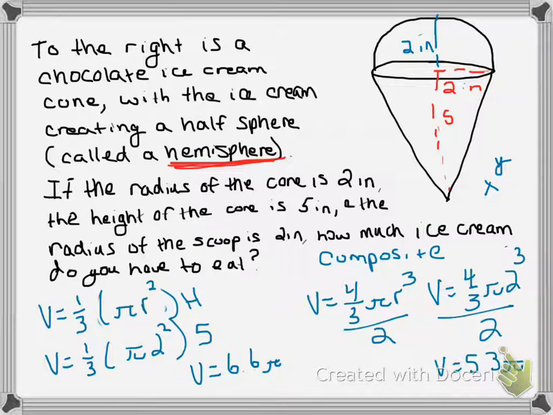Now, of course, these are in inches cubed. Now, to find the total amount of ice cream you're going to be eating, what do you have to figure out? Now we have to add them together. So 6.6 plus 5.3 gives me 11.9 pi inches cubed. If I want to multiply that out, I simply multiply 11.9 times pi, and that gives me 37.4 inches cubed.